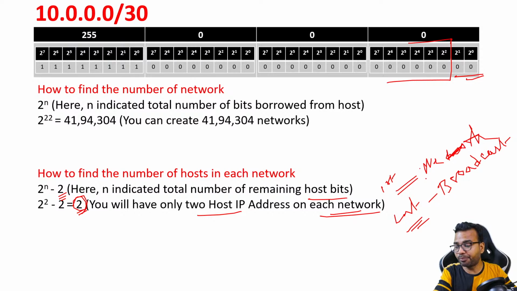This is a very important question. If you are going to attend an interview, they are going to ask you what is network ID and what is broadcast ID. So you can tell them the first IP address of a network is called the network ID, and the last IP address of a network is called the broadcast ID. I hope it is clear, right?